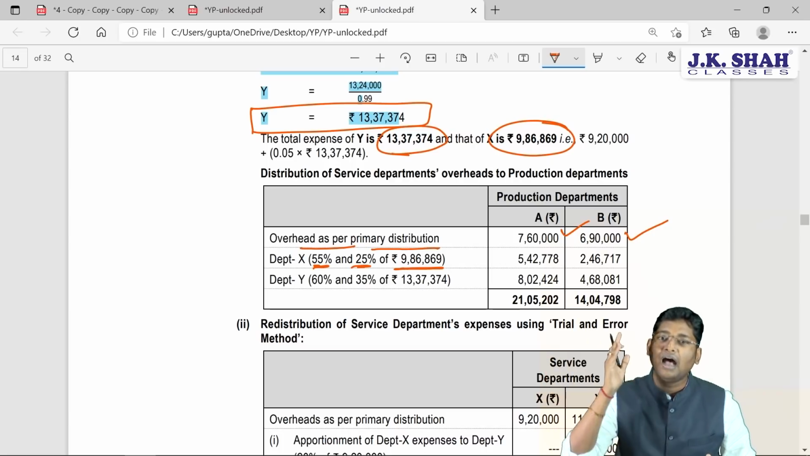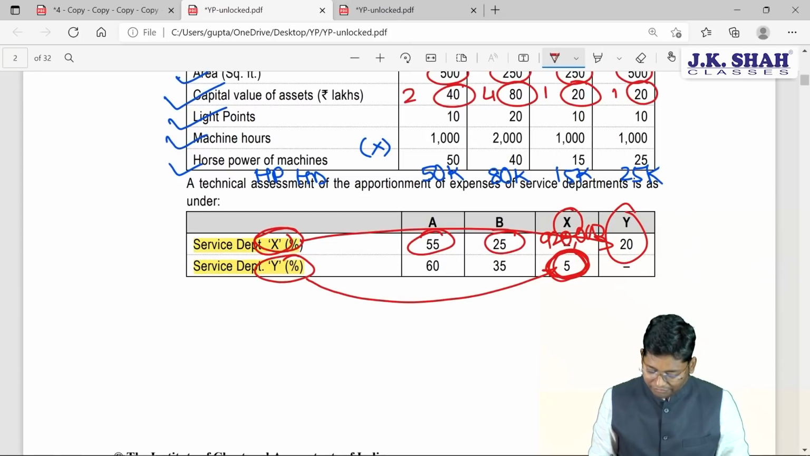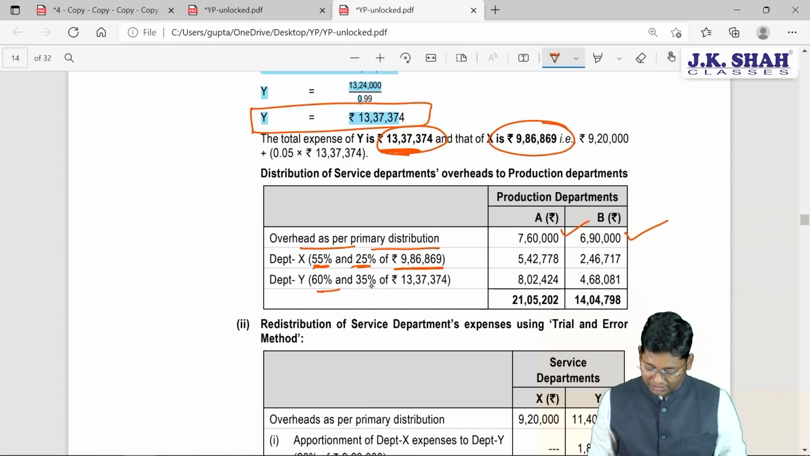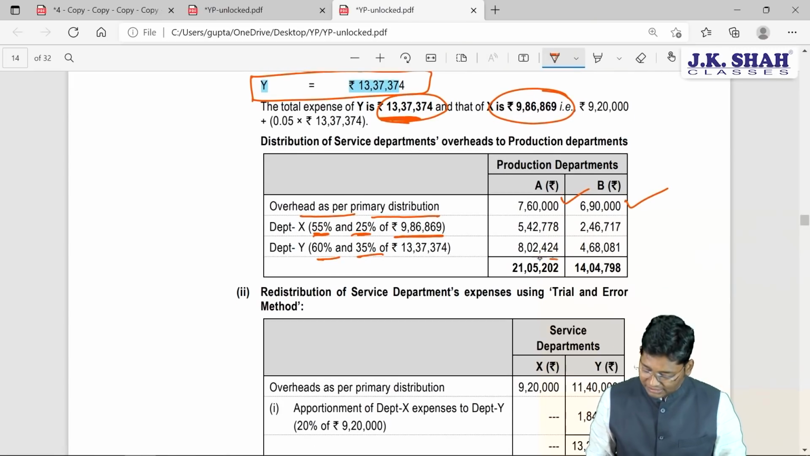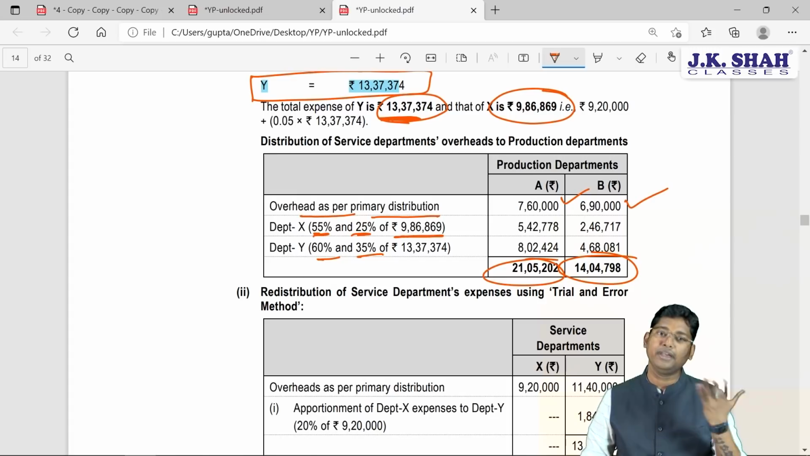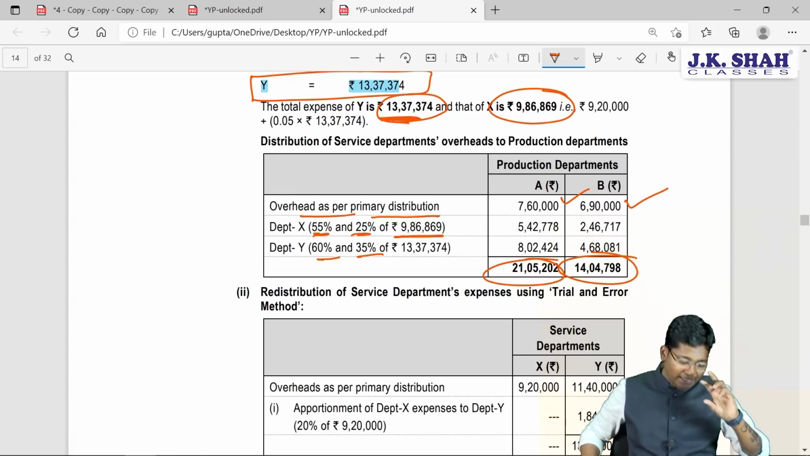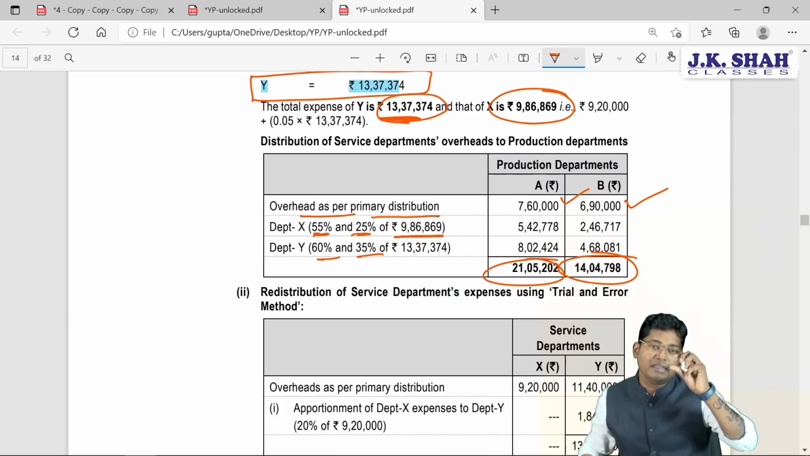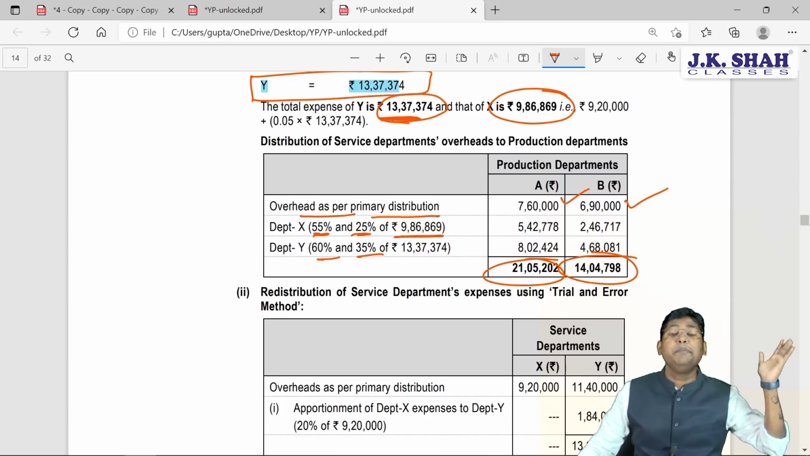Once this is done, the amount of Y which we have computed, 13,37,374, is to be further apportioned in 60%, 35% and 5%. So 60%, 35% in the production departments we need to reapportion, and once this reapportionment is done, you are going to get the total. This is the end of the first method. The equation method is quite easy, and you can say it is not going to consume time as compared to your repeated distribution method.